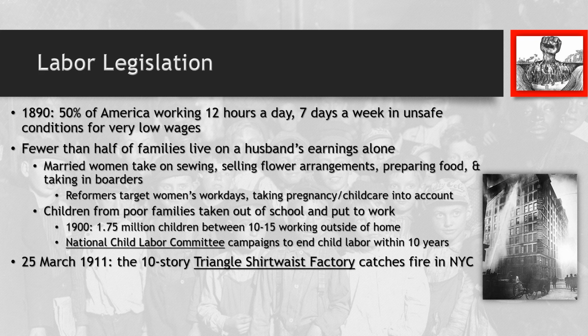And one major event that occurs in March of 1911 that kind of drives home the point of young children, young women, and people in general who are being exploited for their labor is the Triangle Shirtwaist Factory. And this is a building in New York City, where a shirtwaist in this case refers to a woman's blouse, and that's basically what this particular factory was outputting, was women's blouses.